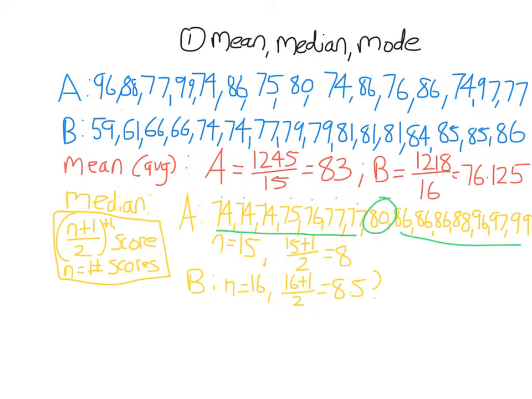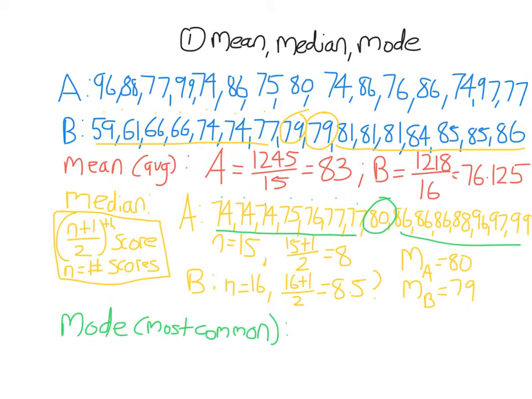We have 1, 2, 3, 4, 5, 6, 7, 8. And then the 9th score is 79. Once again, there are the same number of scores below these as above them. There are 7 scores less than or equal to those two I've circled, and there are 7 scores greater than or equal to those I've circled. So for B, the median will be the average of the two middle scores. It's the average of 79 and 79, which is, of course, just 79. So the median of A was 80, and the median of Class B is 79.